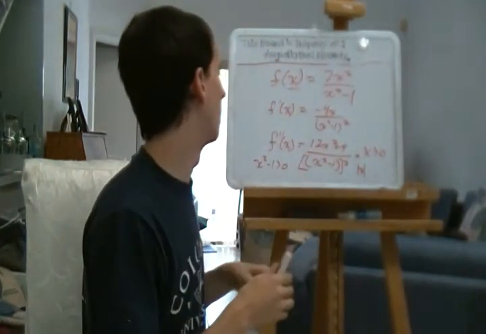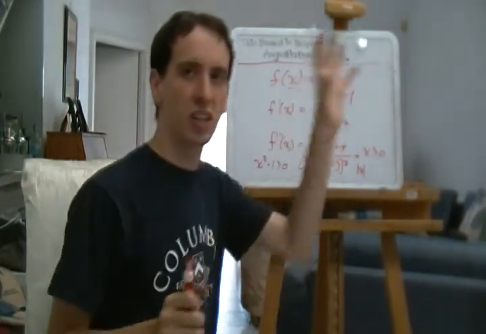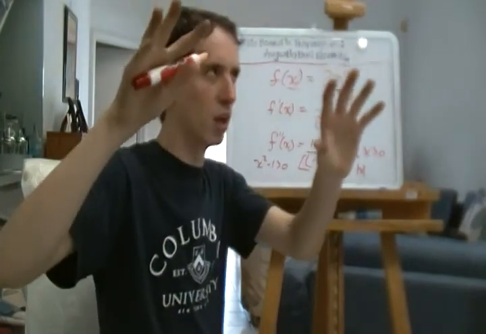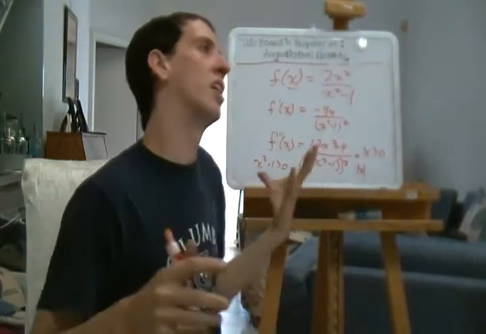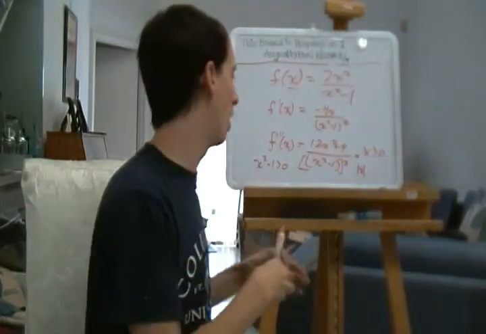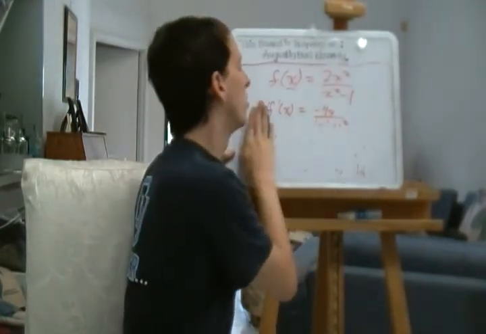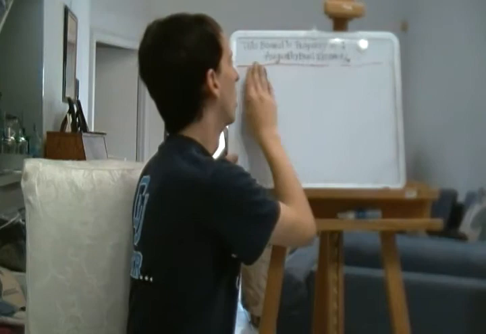Alright, so we've got the derivative. We know where it's increasing. Left side increasing, left side increasing, right side decreasing. We know it's concave up on the left side, concave up on the right, concave down in between 1 and negative 1. We know almost everything about this curve. Let's go ahead and sketch it.